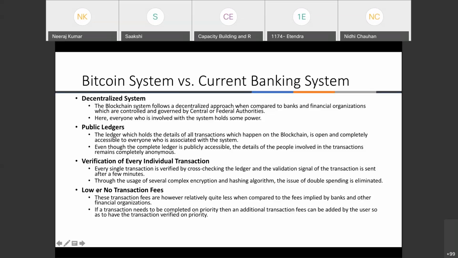And it has low, or I mean to say, no transaction fees. These transaction fees are quite low when compared with the fees imposed by banks or other financial organizations.